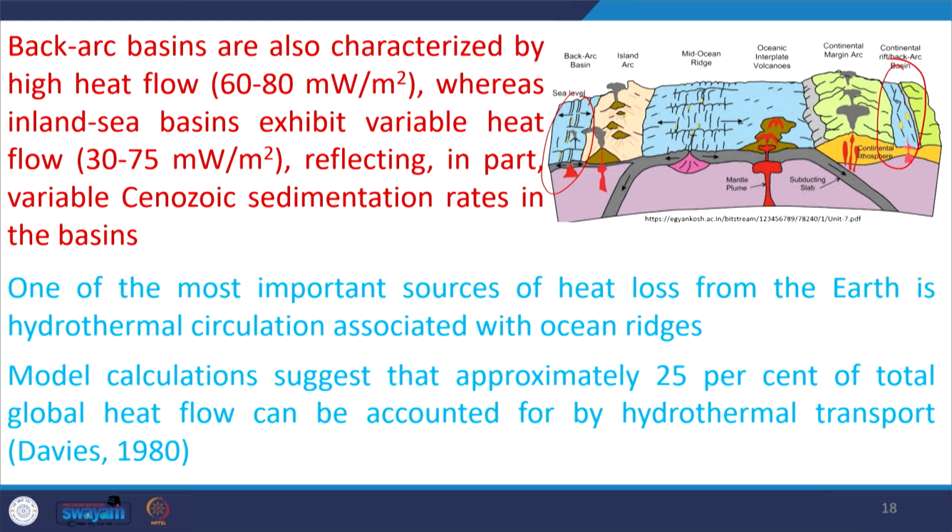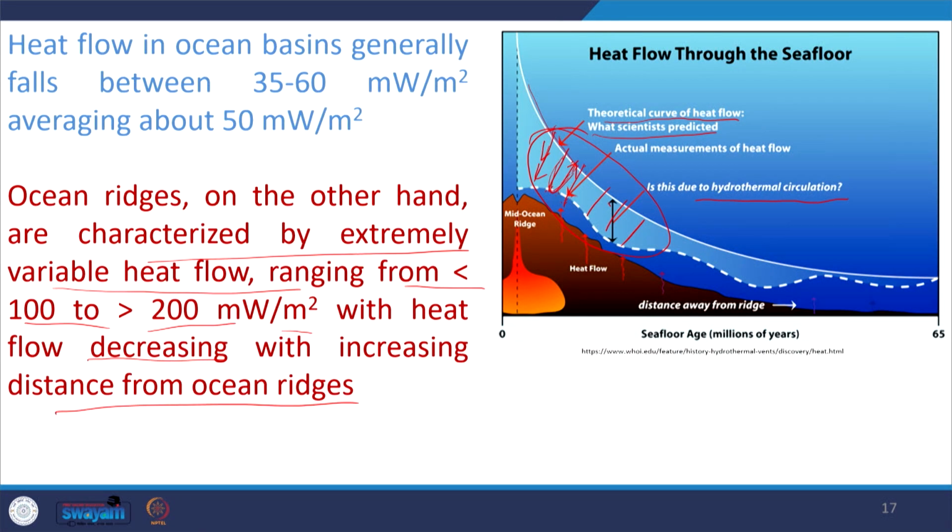One of the most important sources of heat loss from the earth is hydrothermal circulation associated with the ocean ridge. As in the previous slides we are discussing, this is the hydrothermal circulation. Water is percolating inside, interacting with the rock, and coming out as hot water, that is brine, which is responsible for the mineralization in this area.